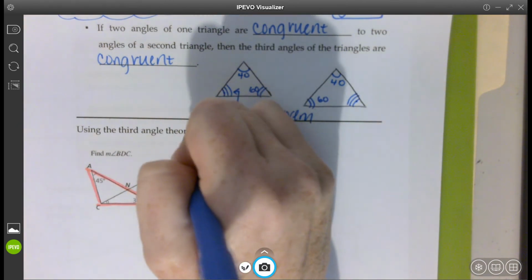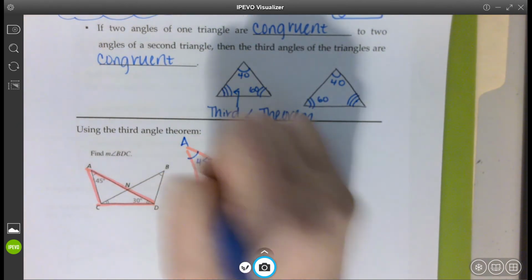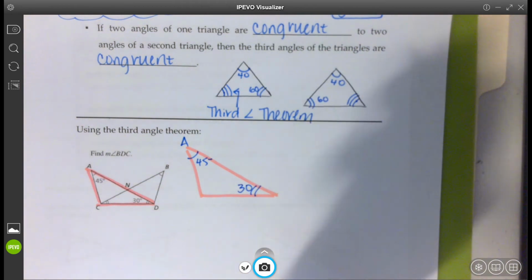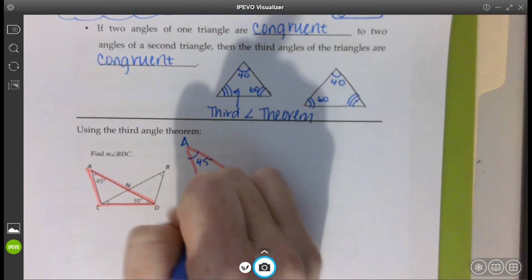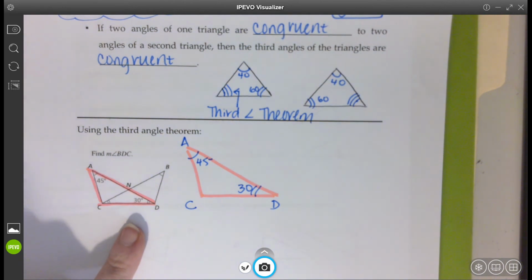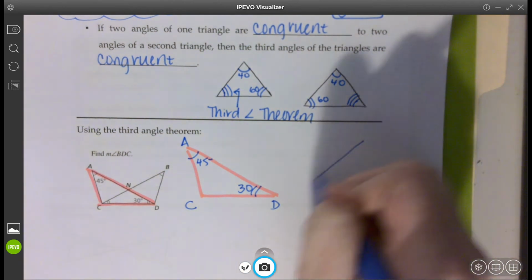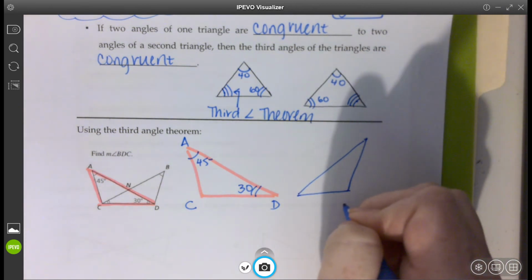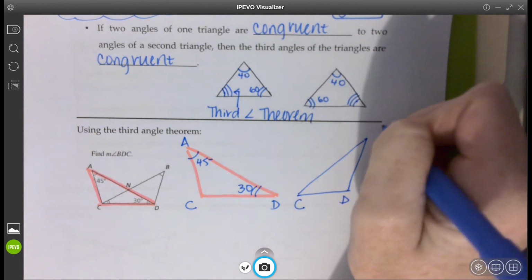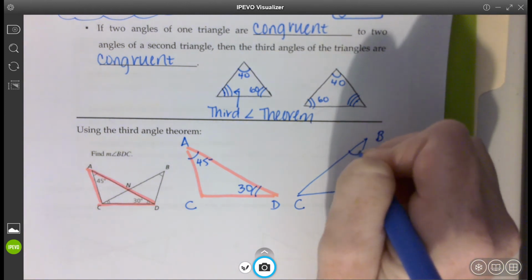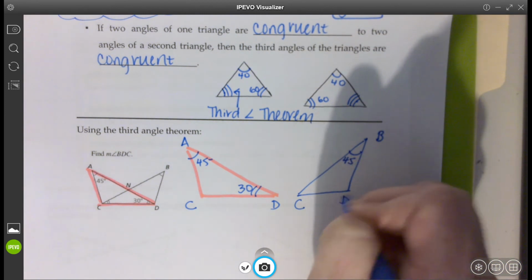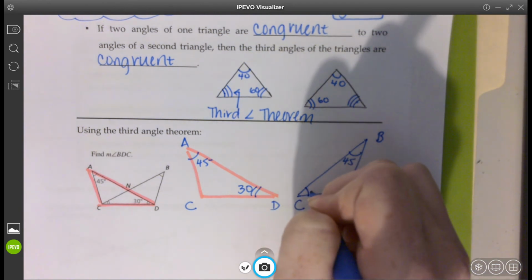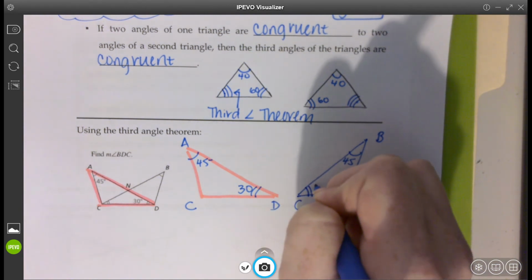So here we have angle A is 45. Then we have down here, this is 30, and that's D, and that's C. I'm now going to draw the other triangle that I didn't highlight. So here is D, C, and B. B is 45. D is not there, and this piece is 30.